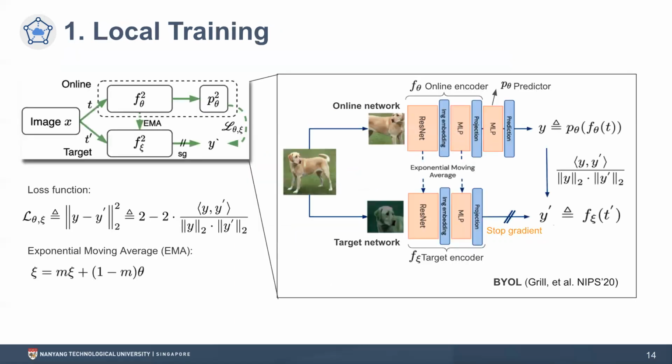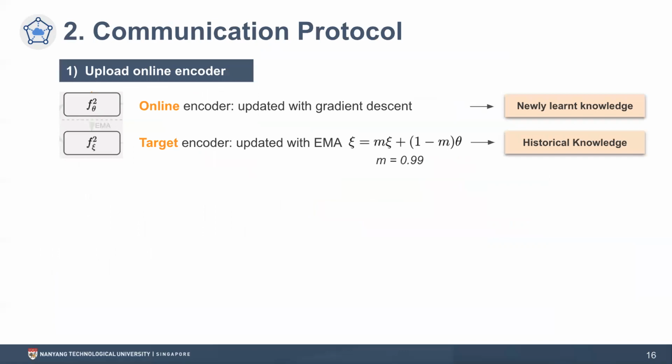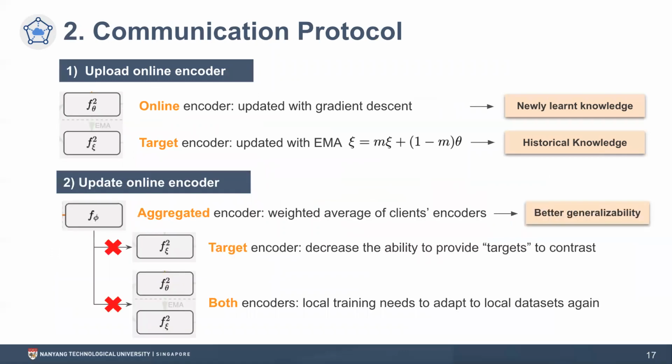Specifically in local training, we adopt the self-supervised learning method, BYOL. After local training, we obtain 1 predictor and 2 encoders in each client. There are 2 important questions for communication between client and server. First, which encoder should we upload for aggregation? Second, which encoder should we update with the aggregated global model? For model upload, we upload only the online encoder because it is trained with gradient descent, representing more newly learned knowledge. For model update, we update only the online encoder with the aggregated global model because the target encoder needs to provide regression targets for local training.